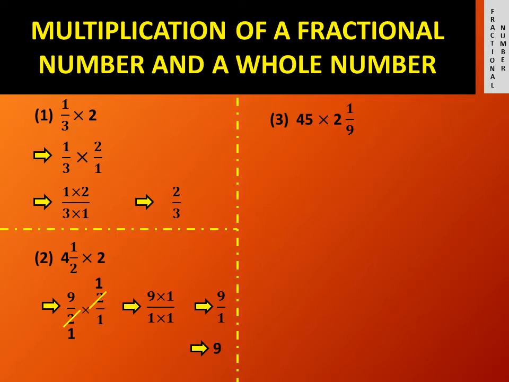Question number 3. 45 multiply 2 1 upon 9. First, rewrite the whole number 45 as a fraction 45 upon 1. Then write the multiplication sign as it is. 2 1 upon 9 is a mixed number, so we convert it into an improper fraction. How? Let's see. 9 2s are 18 and 18 plus 1 is 19. So the fraction is 19 upon 9. Now to multiply two fractions, I need to multiply numerator by numerator and denominator by denominator. But before that, if we can simplify the fractions further, I need to do that.